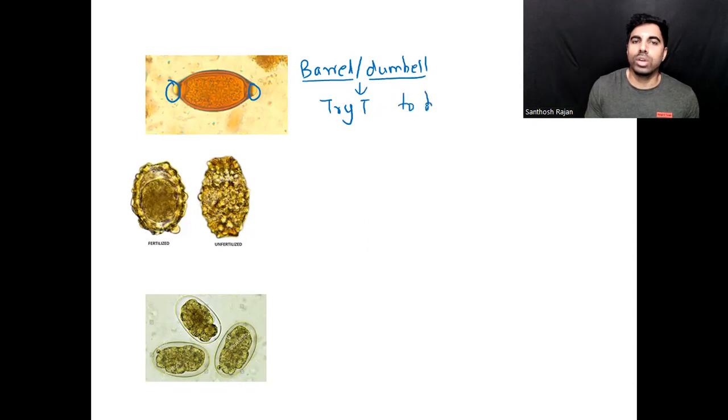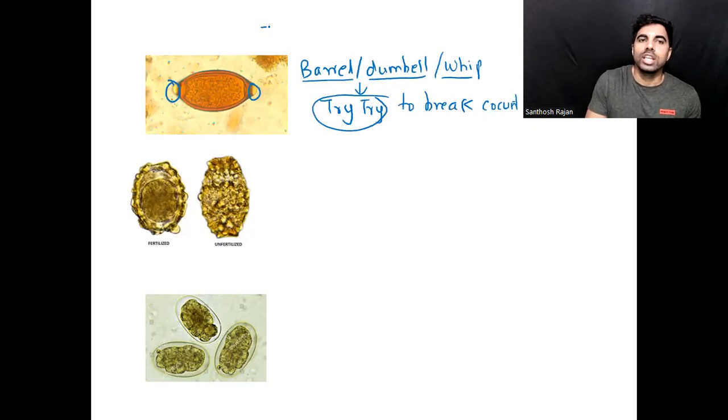You try to break the coconut. Try to break the coconut with a barrel, dumbbell, or whip. What will you do with a whip? You try to break the coconut, because you have the coconut shell and the rectum appearance of time. This is why I said try, because this is Trichuris trichiura. Okay, very easy.